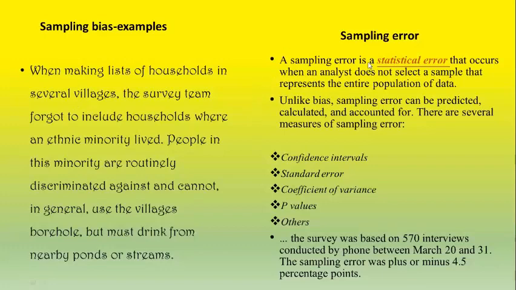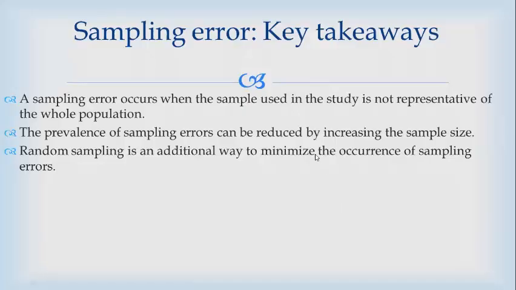Then comes the term sampling error. Many times it might look similar to you, but actually sampling error is a statistical error. These others are all human errors, manual errors, but this is a statistical error. There are several measures of sampling error, and these are all statistical measures of sampling errors. Now these are the various key takeaways of sampling error.